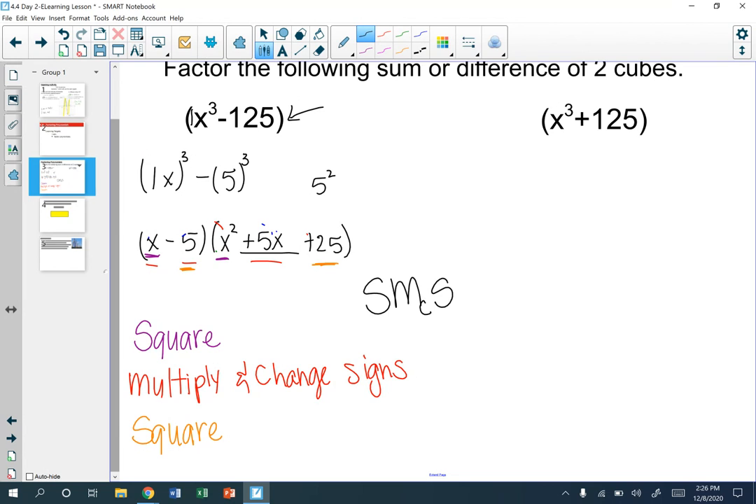Now let's go ahead and look at x cubed plus 125. I want you to use the SMCS to factor the x cubed plus 125, okay? So pause the video and try that.